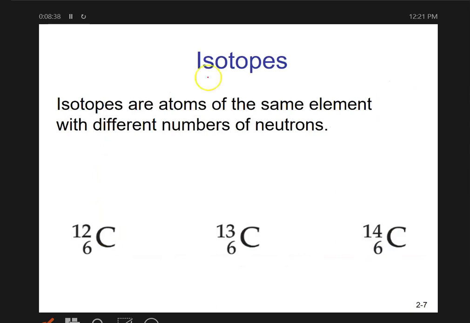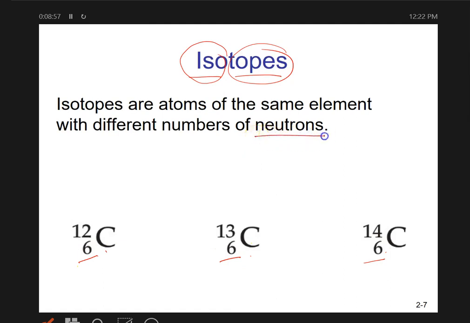Now, we'll come across a word called isotope. 2 parts. Iso, same. Topos means place. Why? Because isotopes are atoms, the same atoms of the same element. Carbon, carbon, carbon. Same atomic number. That means the same number of protons. 6, 6, 6.